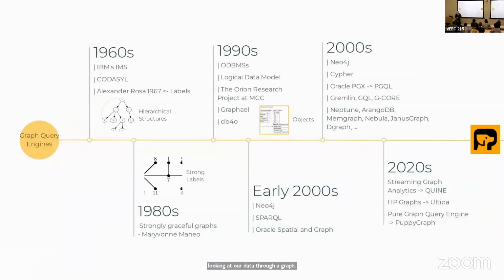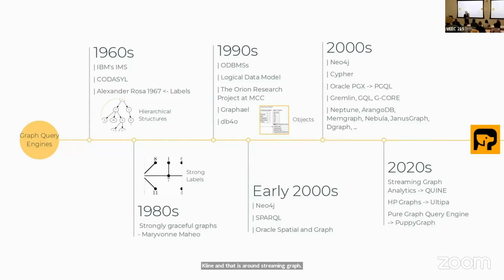So graphs have been around for a while. Certainly graph query engines in some perspectives have been around for a while as well. But it really was in the 2000s that a lot of that foundation was laid. I won't go into too much detail other than to say that now more recently we're seeing some newer concepts really start to surface. Earlier you heard a great talk on Quine, and that is around streaming graph analytics.